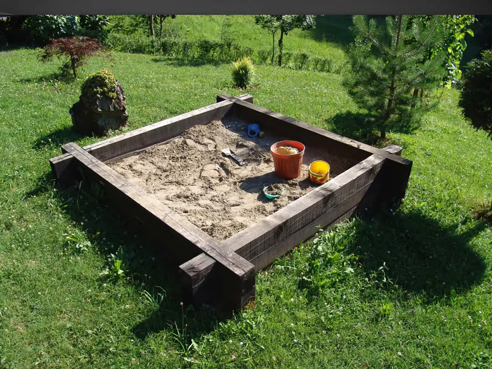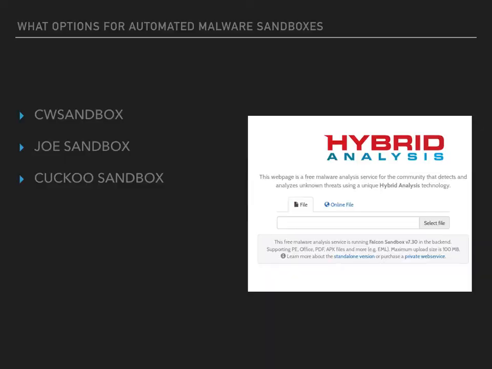I thought this visual here was a good way to look at it. The outside grass would be your host, the outside boxes of the sandboxes are your actual virtualization, and all the sand is the resources allocated from the ground. And so you have all the tools inside there for malware analysis. So let's go to the next slide, where we discuss the options of automated malware sandboxes.